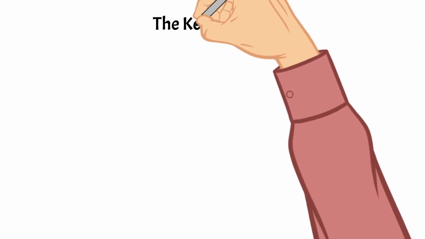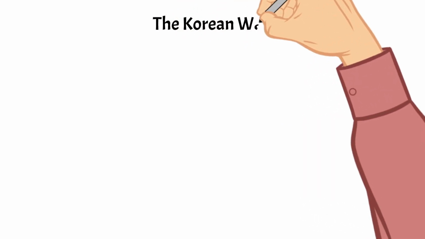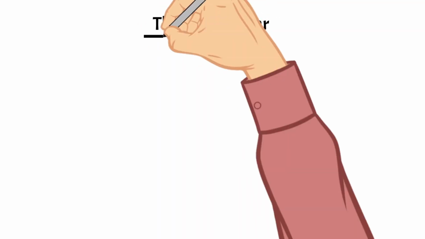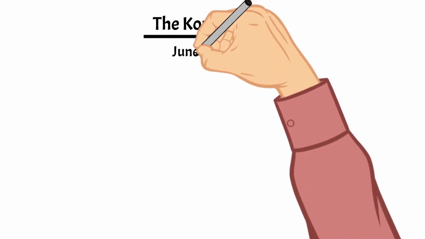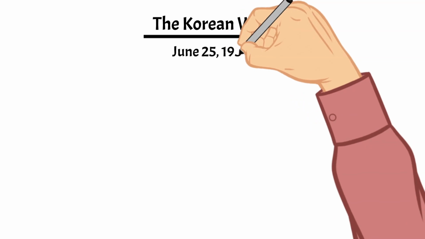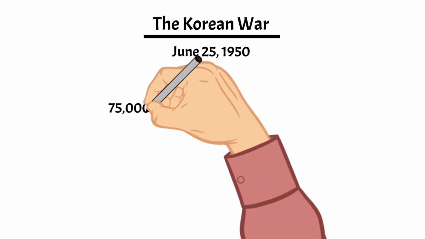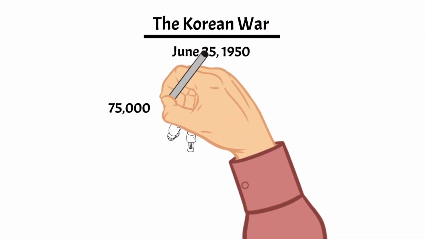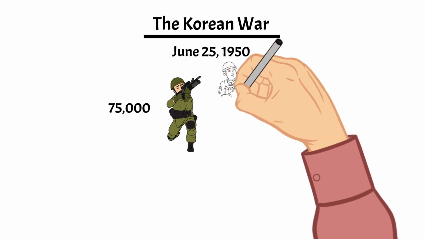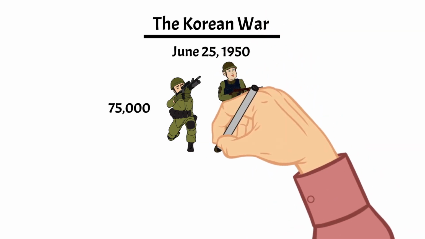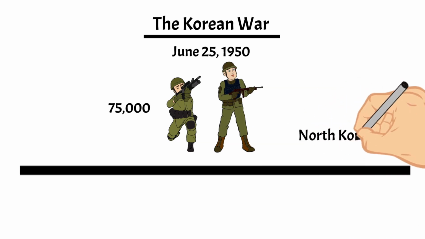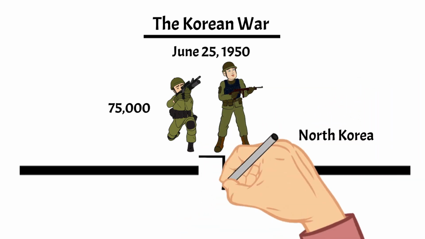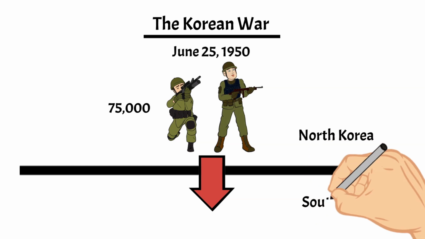The first thing we need to talk about in the Korean War is how did it start? The Korean War began on June 25th, 1950, when around 75,000 North Korean soldiers crossed the border between North and South Korea, invading the western-backed country of South Korea.